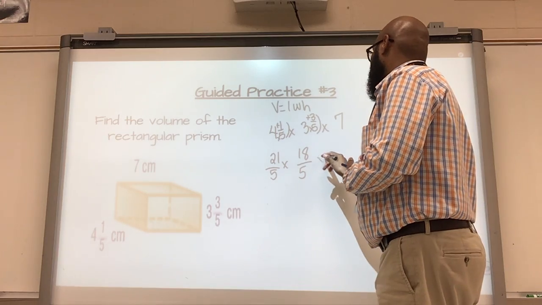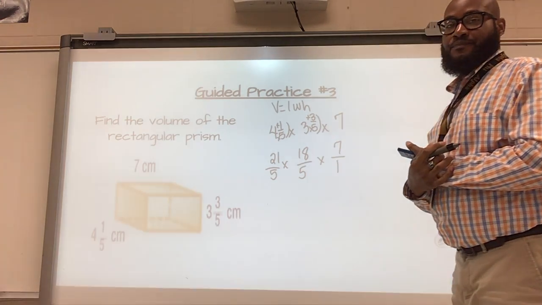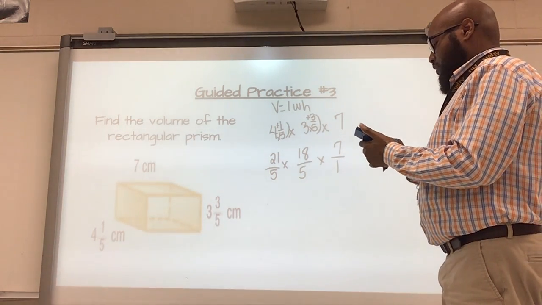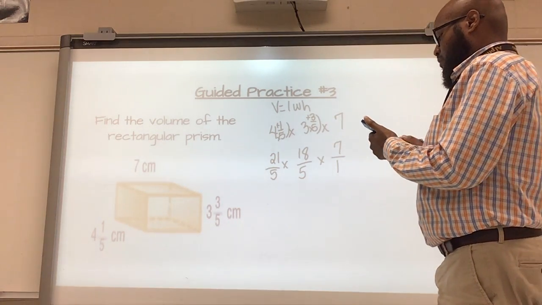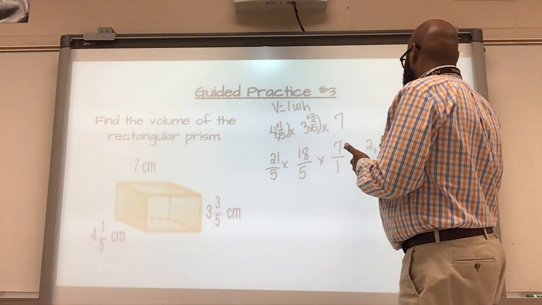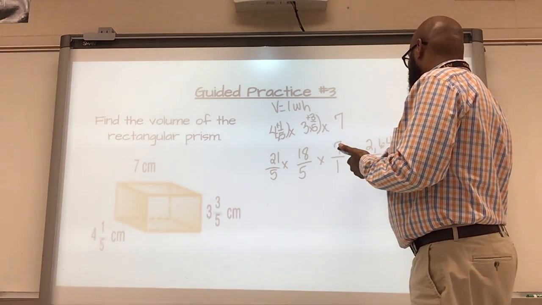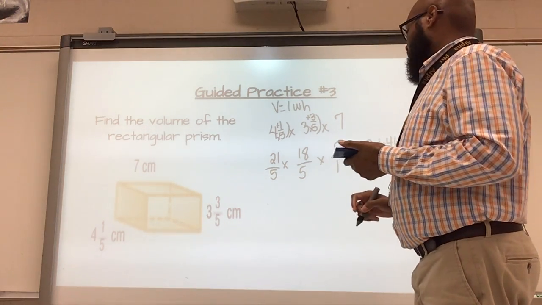Keep our same denominator. We have 7 as a whole number. Put a 1 under it. And you multiply straight across. 21 times 18 times 7 equals 2,646. And we're going to put that over 25. But we're not done.